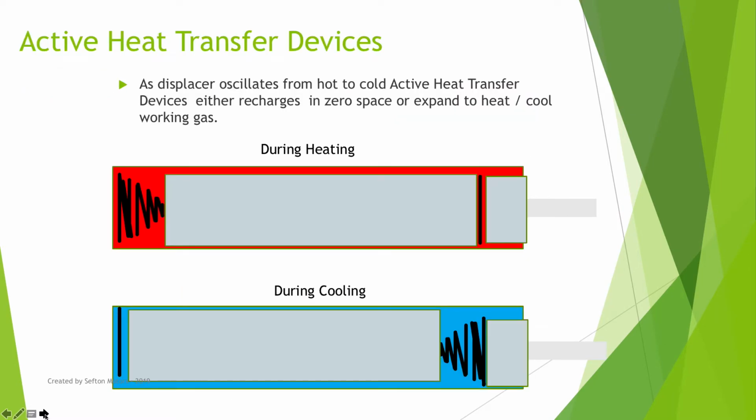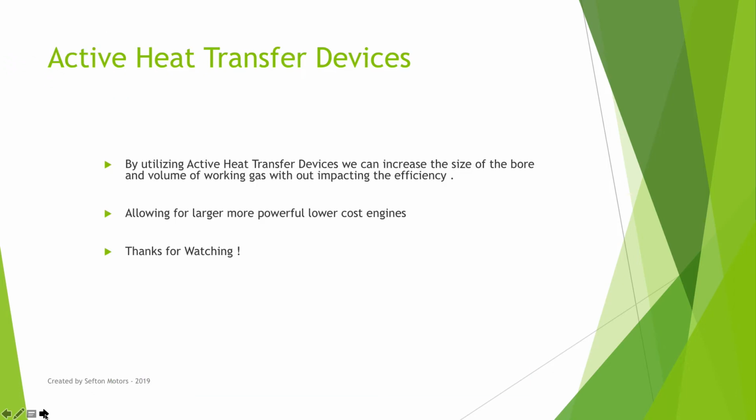But the active heat transfer device is on both ends of the engine, so it helps with the heating and the cooling. Here you see the displacer as it travels first during heating, back, expands that active heat transfer device, helps to heat that volume of air, and then during cooling, goes the other way. The heated active heat transfer device is actually being recharged in its flattened state against the hot wall, and then during cooling, it is expanded out and helps to cool that particular air. And this is our heat transfer device in the Melvin engine at Sefton Motors.